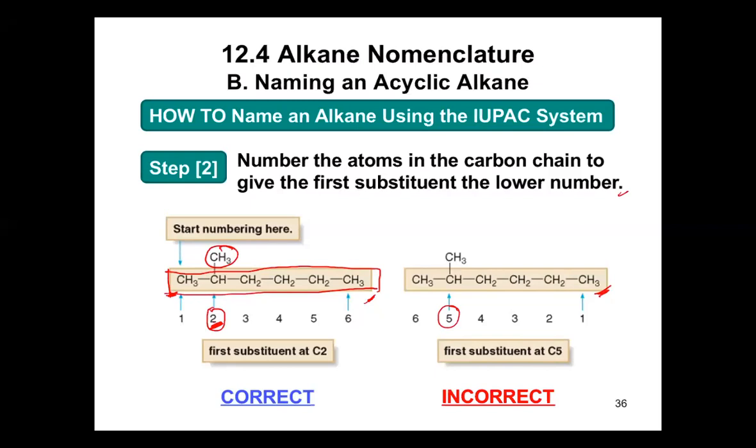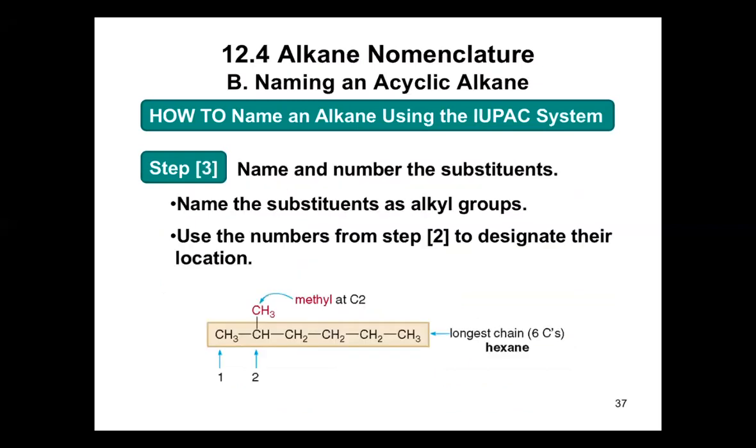Okay? And then, next one, name and number the substituent. So, always remember yung substituent, they are alkyl groups. Okay? So, use the numbers from step 2 to designate their location. So, remember yung substituent, nasa carbon 2 siya. So, ano ba yung substituent? Ilang carbon atoms? Isa lang. Remember, if it is a substituent, kung 1 carbon atom, therefore, methyl yung name niya. Okay? So, dapat siya ay 2-methyl. Okay?